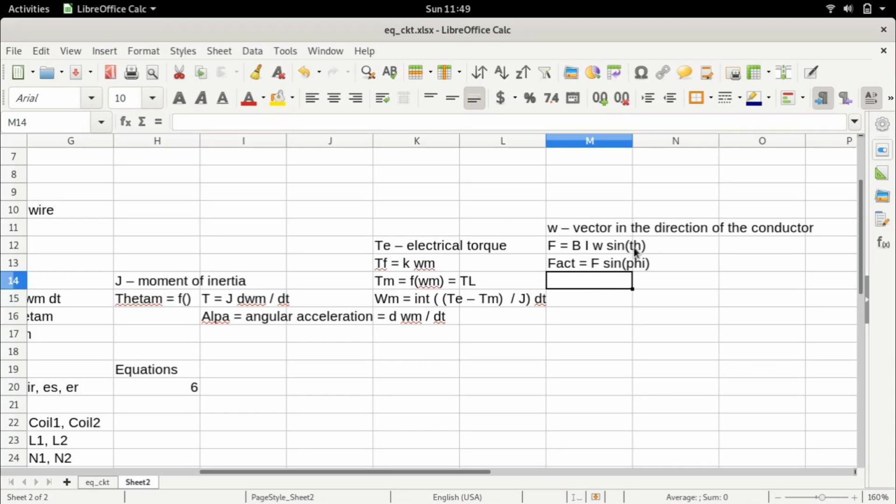So we have two angles. We have an angle between the magnetic field and the current carrying conductor. We have an angle between the mechanical force and the actual radius of rotation, right? So we have these two forces. Now that we have these two forces, we can now use this on our machine to figure out what is the actual force which is going to cause this machine to rotate, right?